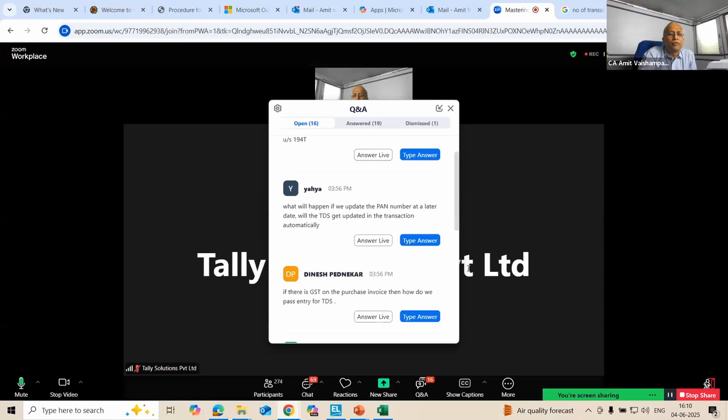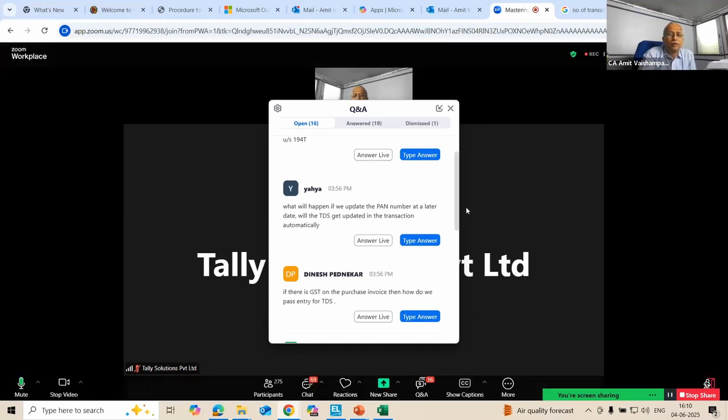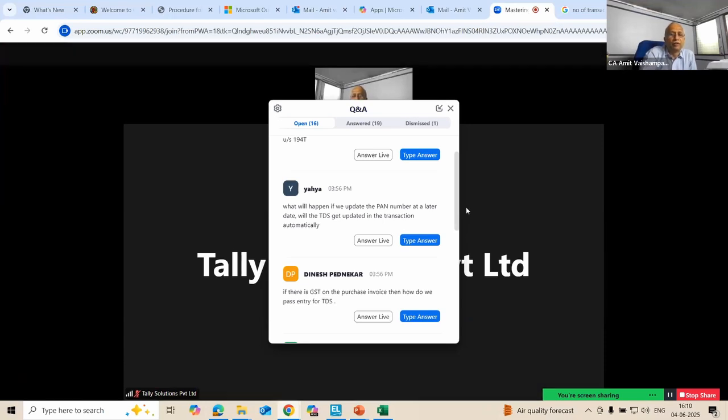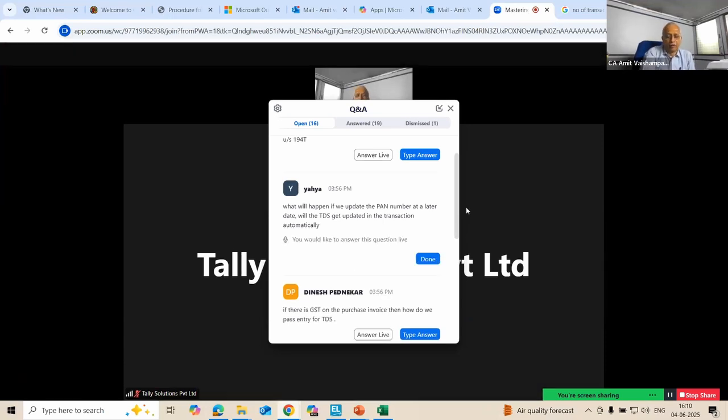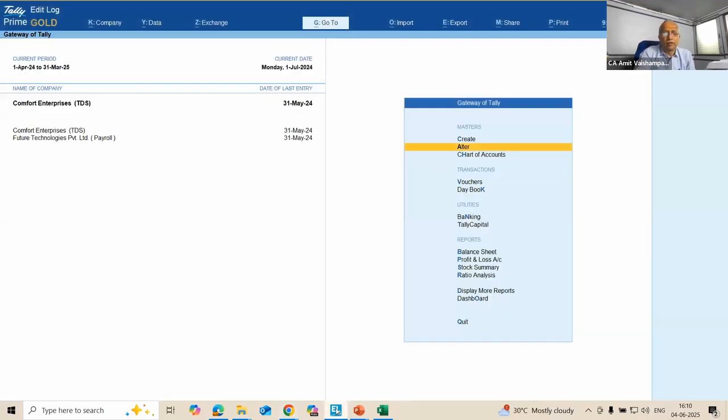What will happen if we update the PAN numbers at a later date? I'll just demonstrate this right now. What happens if we update the PAN number later in one party's case, Mayur agency, where we have not given a PAN number? We'll learn that in some time. Now let me go back to our case study, madam, and we'll take up the questions afterwards. It is 4:10, otherwise we'll not be able to finish whatever we had planned.